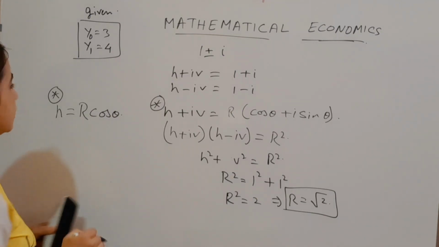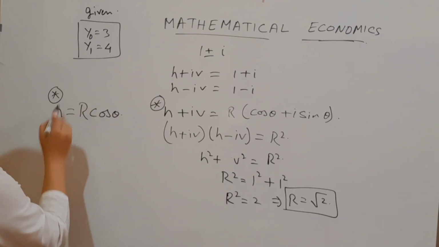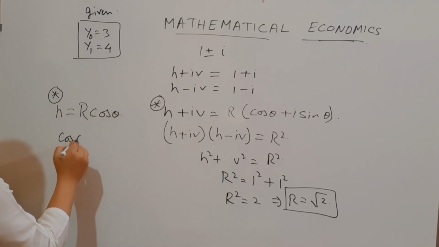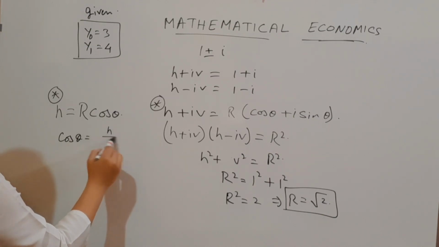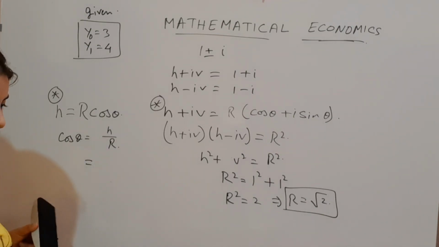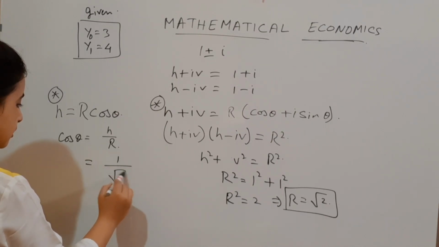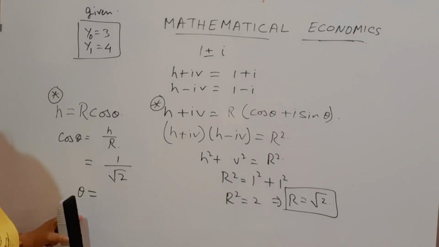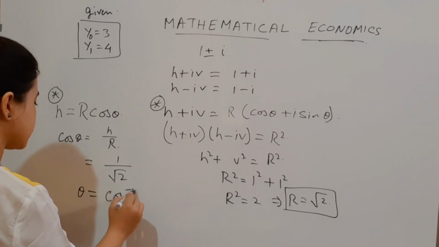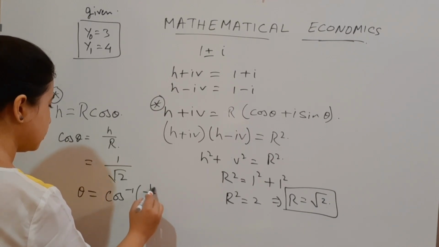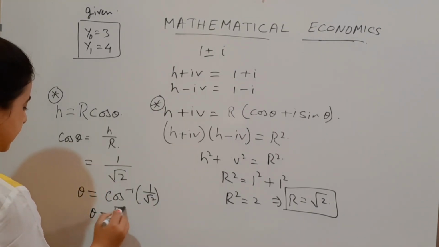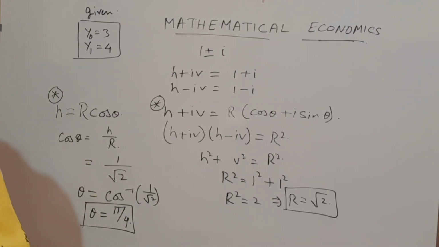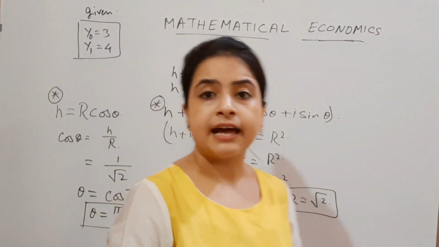This is the formula. So here we know the value of r, right? We know the value of h, and we have to find out the value of cos theta. So cos theta is equal to h by r. What is h? h is nothing but 1 by root 2, and we have to find theta's value. Therefore theta is equal to cos inverse of 1 by root 2, and therefore we get the value of theta as pi by 4.